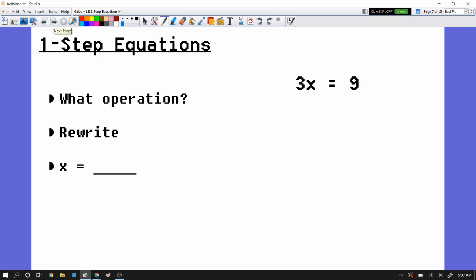And by no means am I trying to say, hey, dude, you're struggling with this, and this is us building a foundation. That's all. So what operation? Number next to a variable. So that's the coefficient next to a variable. And we know that whenever we don't see an operation between a number and a letter, that means multiplication. We have 3 times x, which gives us 3x. So what operation? I see multiplication. Notice I did not use an x to represent multiplication. I used a dot. The opposite of that is going to be division.